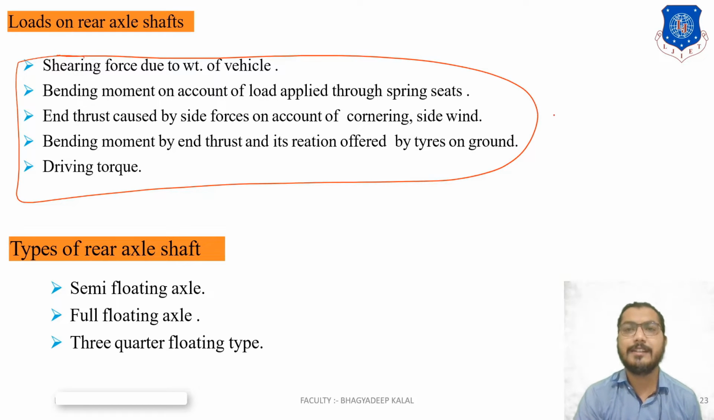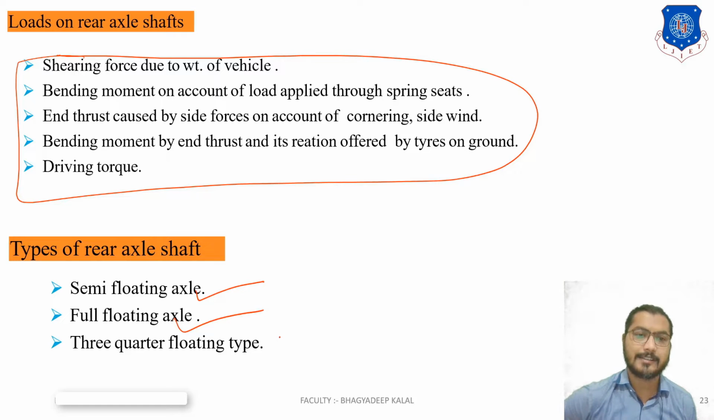So we design a rear axle by different methods. Basically, there are three types of rear axles: semi floating axle, full floating axle, and 3/4 floating axle. Three types of rear axle shafts are used. So let me understand one by one what the semi floating, full floating, and 3/4 floating rear axle shafts are.